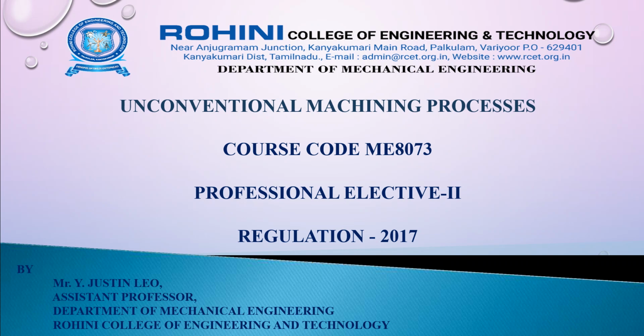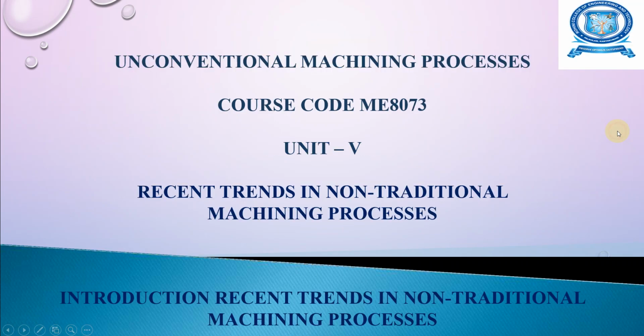Welcome to this Unconventional Machining Process course, and the course code is ME8073. This course is a Professional Elective 2 for the mechanical engineering students for the regulation 2017. And in this video session, we'll be studying about recent trends in non-traditional machining processes in Unit 5.